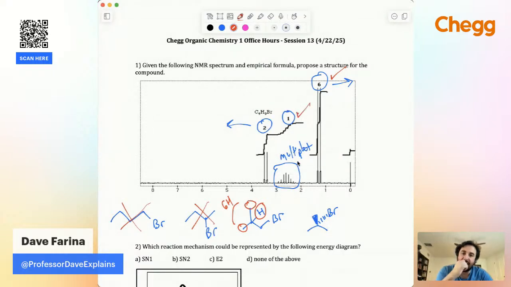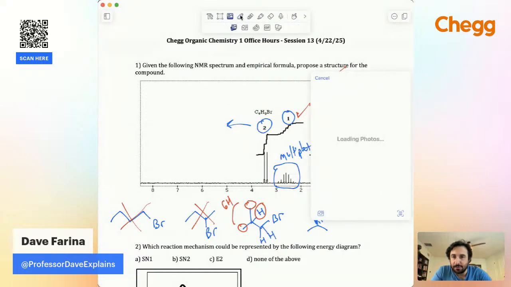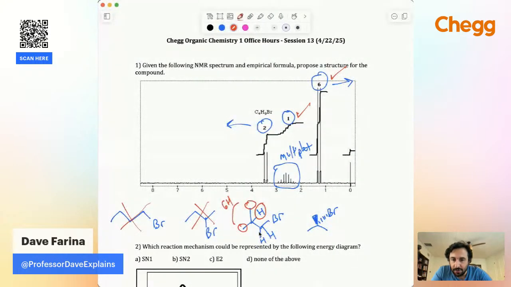Then lastly, we have integrated to 2. And so that would be these 2 protons here, and they will be the most downfield because they're immediately adjacent to the bromine. And it should be split into a doublet because they're only split by the one adjacent proton. So that also makes sense.